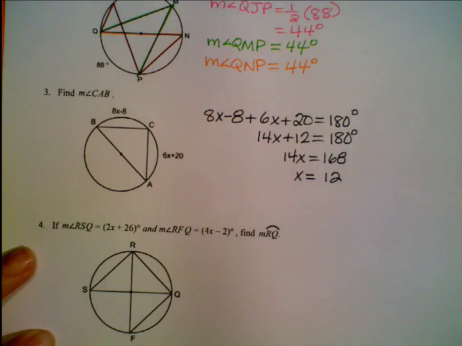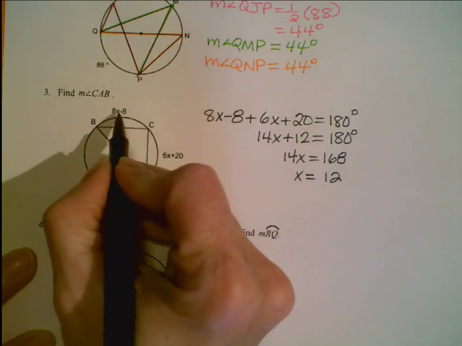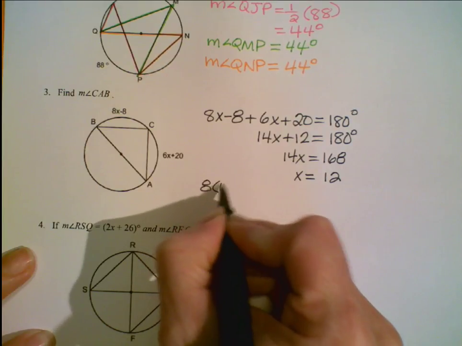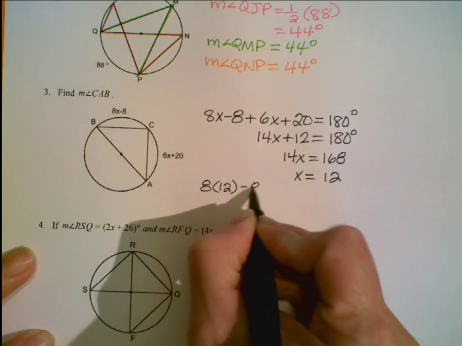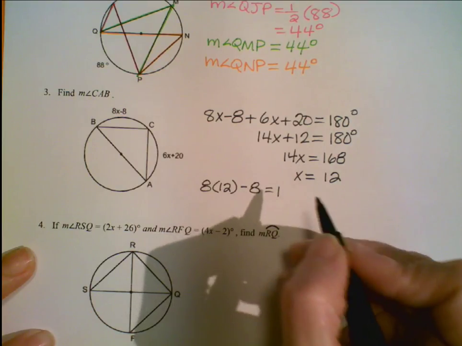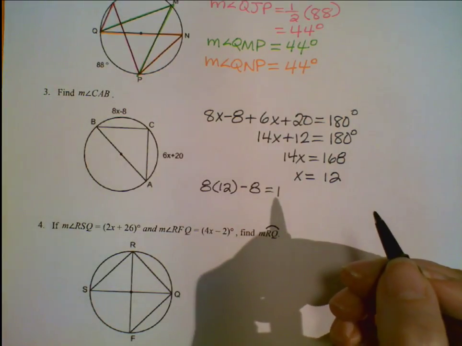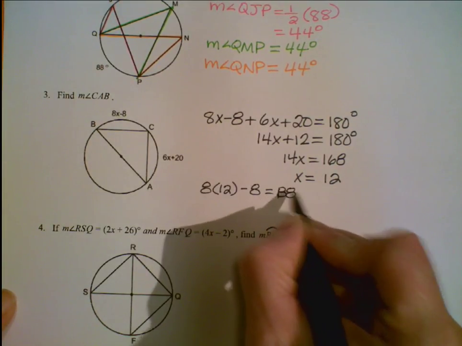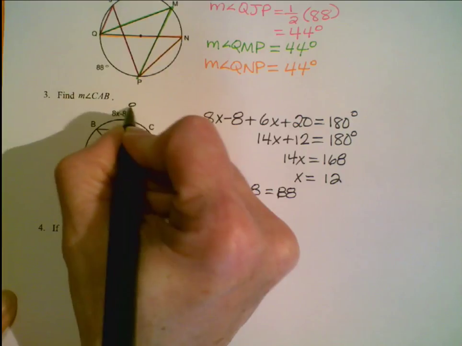All right, now if x is 12, then let's go back and talk about what that means for these arcs. So if x is 12, then 8 times 12 minus 8 is going to give me a measure of, what is that? 8 times 12 minus 8, 88. So this one's 88 degrees.